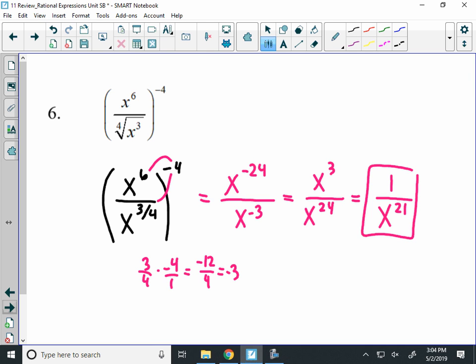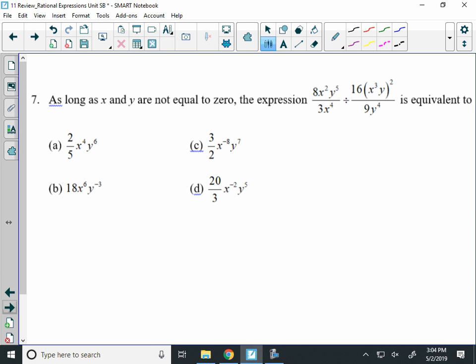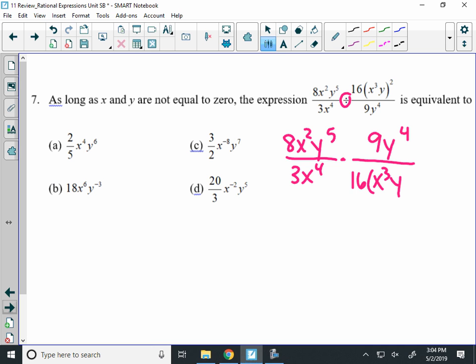That's still an exponent problem. All right, as long as x and y are not equal to 0, they want you to simplify this expression. Now, before you start, notice we have a division symbol here. So when we divide, what we are doing is we have to multiply the first fraction by the reciprocal of the second. All right, so I multiply now by the reciprocal.